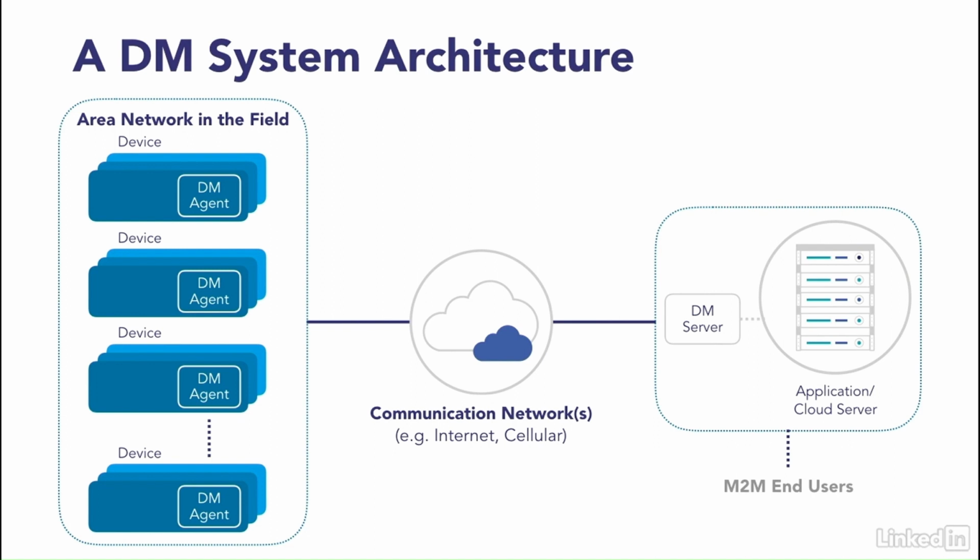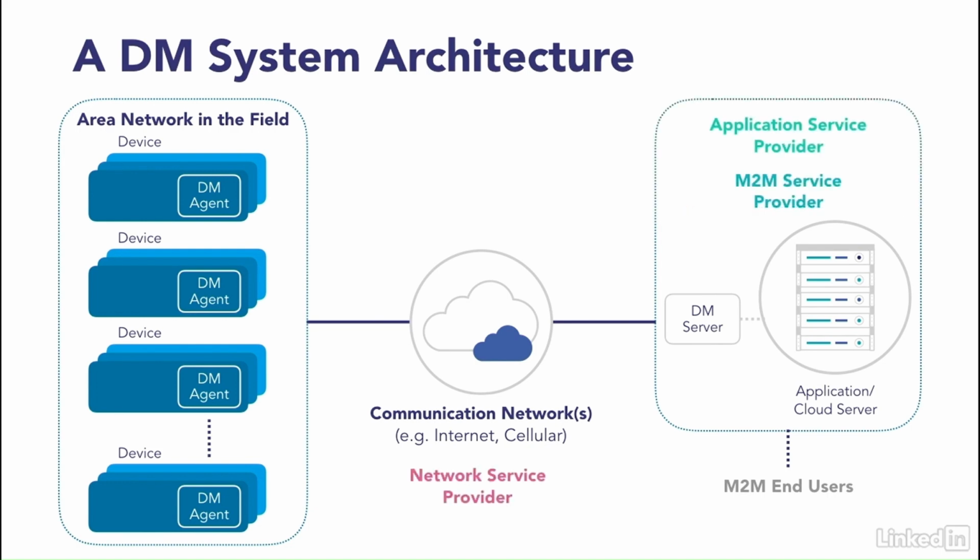With the general system architecture for a DM solution, there are some key actors we need to understand. They are the application service provider, who provides services to the M2M end users. These can be the device manufacturer or a third-party service provider. The M2M service provider itself provides the key M2M services to be used by all sorts of application services. The network service provider provides underlying network connectivity and related services. And M2M end users use or consume the M2M application services or other services.